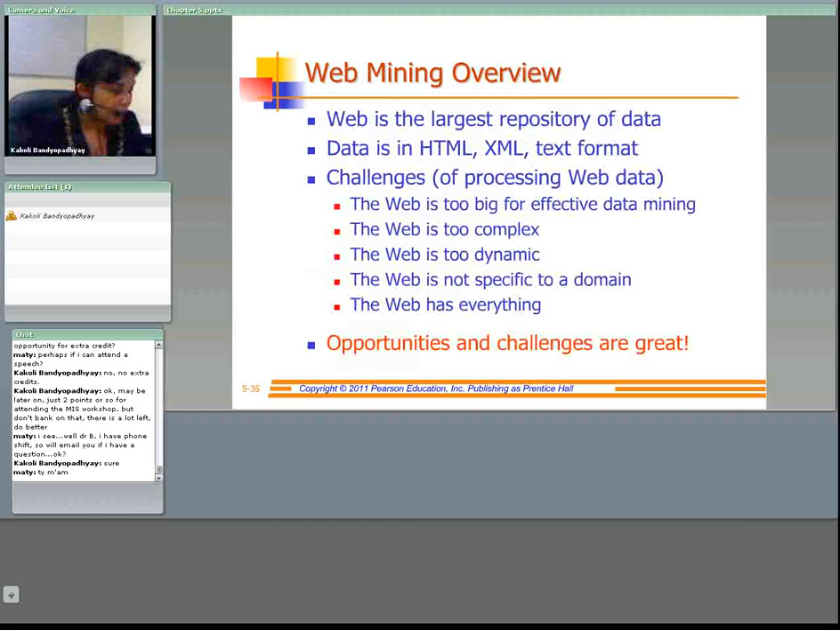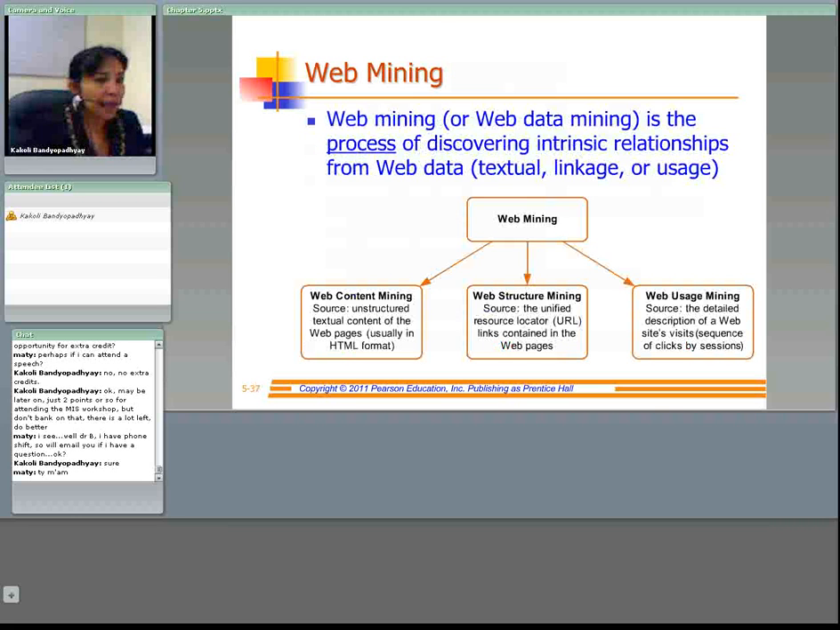Now we will move on to web mining. Web mining, you all know that the web is the largest repository of data. Data is in text, data is in HTML, data is in XML. There are several challenges in processing web data. It's too big, too complex, too dynamic, not specific to a domain. It has everything.